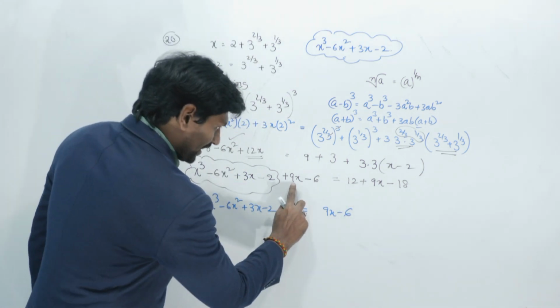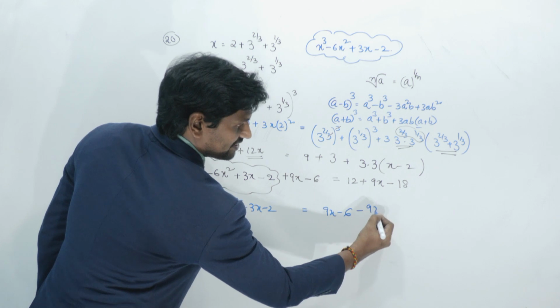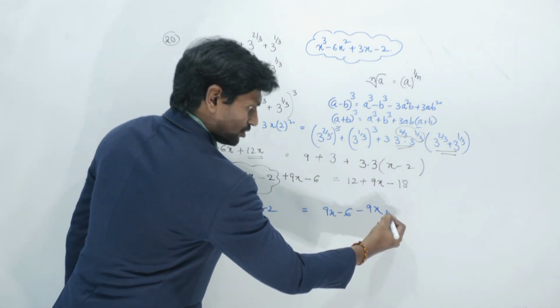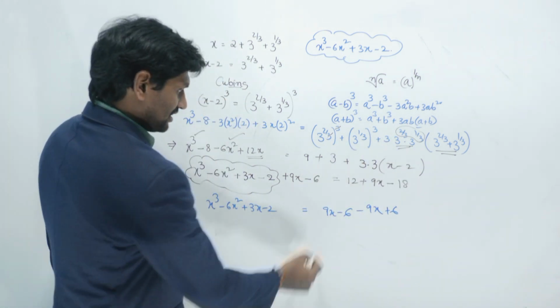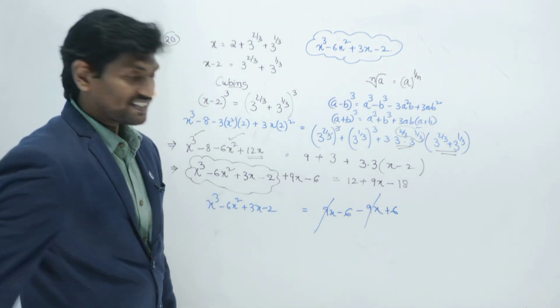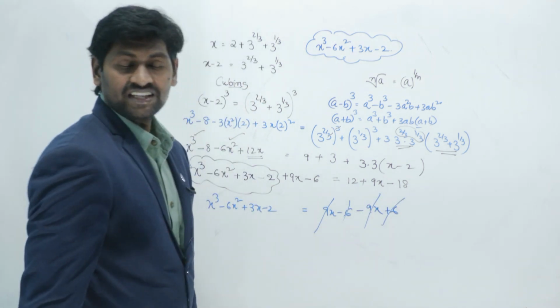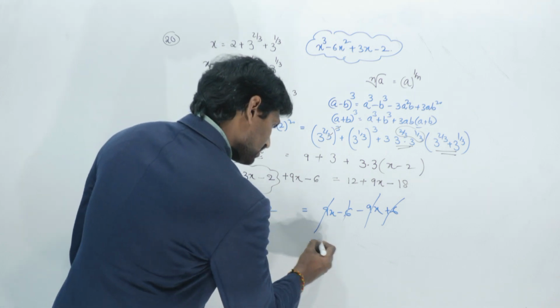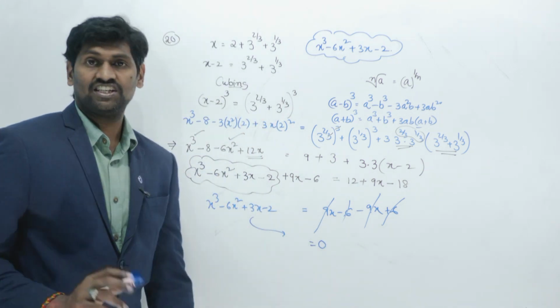Now see this one, plus 9x transposed to that side becomes minus 9x. Minus 6 transposed becomes plus 6. Now just check. Plus 9x minus 9x cancel. Plus 6 minus 6 cancel. All cancel, the answer is 0. So therefore the required answer is 0.